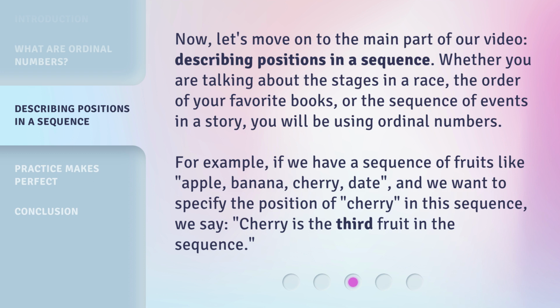For example, if we have a sequence of fruits like apple, banana, cherry, date, and we want to specify the position of cherry in this sequence, we say, cherry is the third fruit in the sequence.